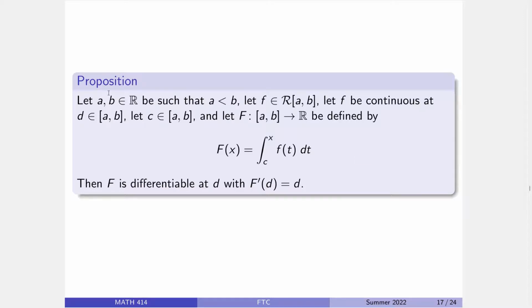So let's say I have a and b, so that a is strictly less than b. I have an integrable function. It's continuous at some point. I pick some other point, and then I define my integral defined function where instead of starting at a, I just start wherever I want to start. Now note, I have a formal definition for this. I am able to do this integration.